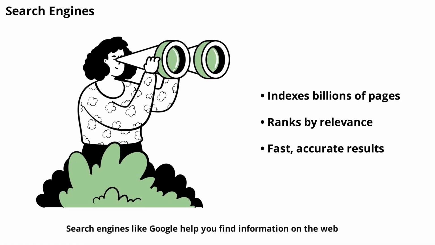Search engines like Google help you find information on the web. They use algorithms to index billions of web pages, ranking results based on relevance and quality. When you enter a search term, the engine quickly scans its database and presents the most useful links.